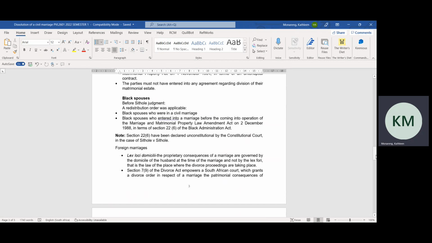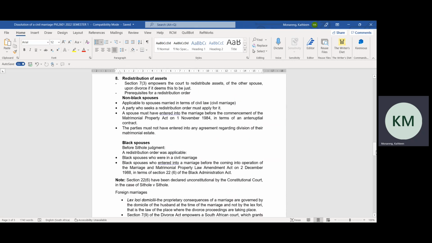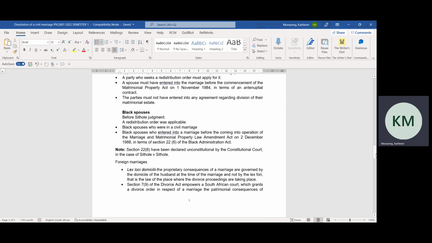So any Black spouse who is in a civil marriage, and any non-Black spouse who is in a civil marriage, and whose marriage is out of community of property in terms of the antenuptial contract, and whose marriage occurred, let's say for non-Black spouses, after 1 November 1984, and for Black spouses, if those marriages were entered into after 2 December 1988, those marriages are going to be governed by the terms of the antenuptial contract, and unfortunately the spouses cannot bring a claim for redistribution of assets.